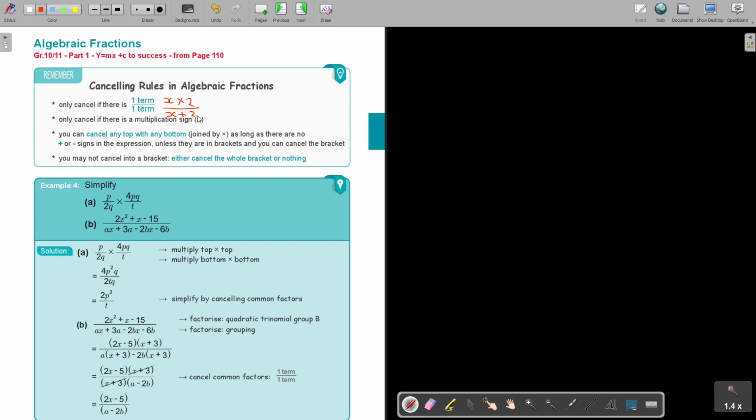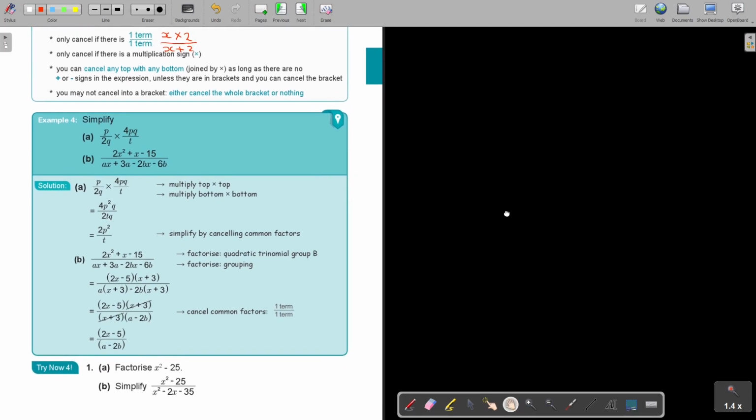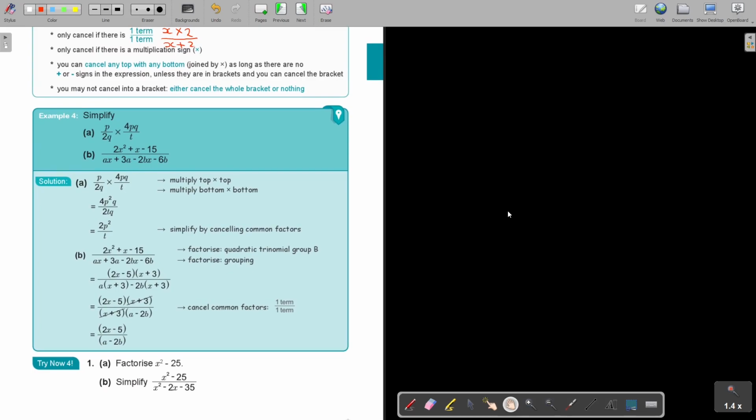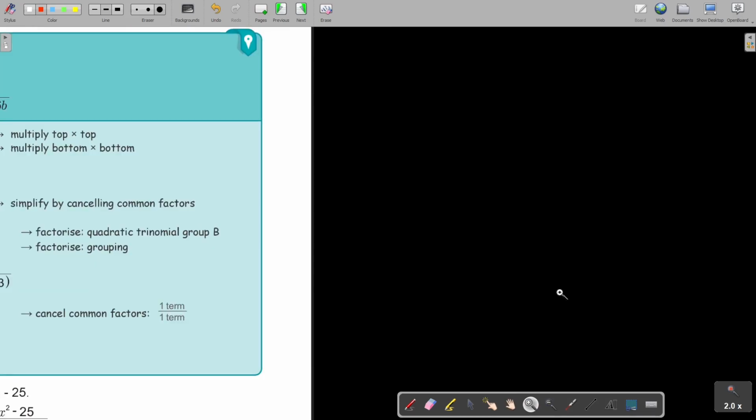Okay, very important. You may not cancel into a bracket. Either cancel the whole bracket or nothing. That's very important. I'll show you in the examples. But let's start. Simplify. Again, I'm going to make it a bit bigger so that you can see.